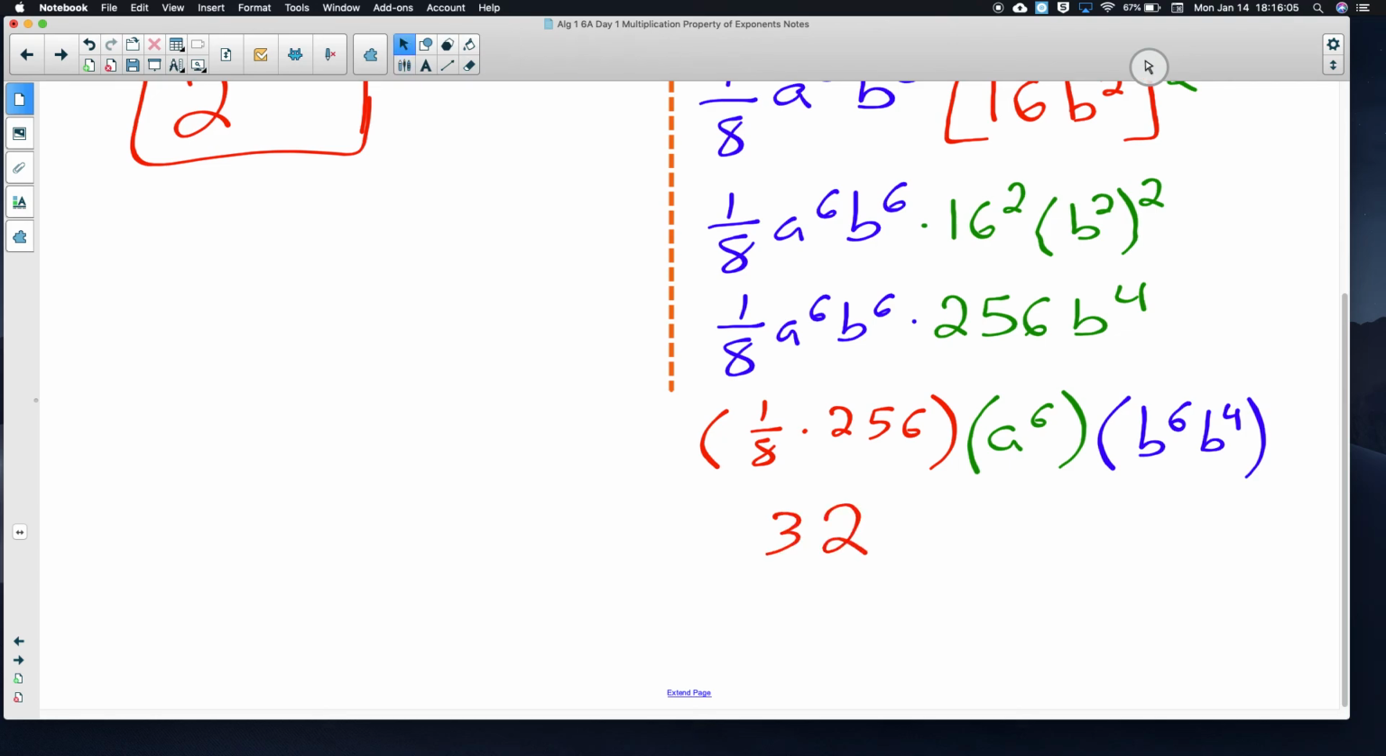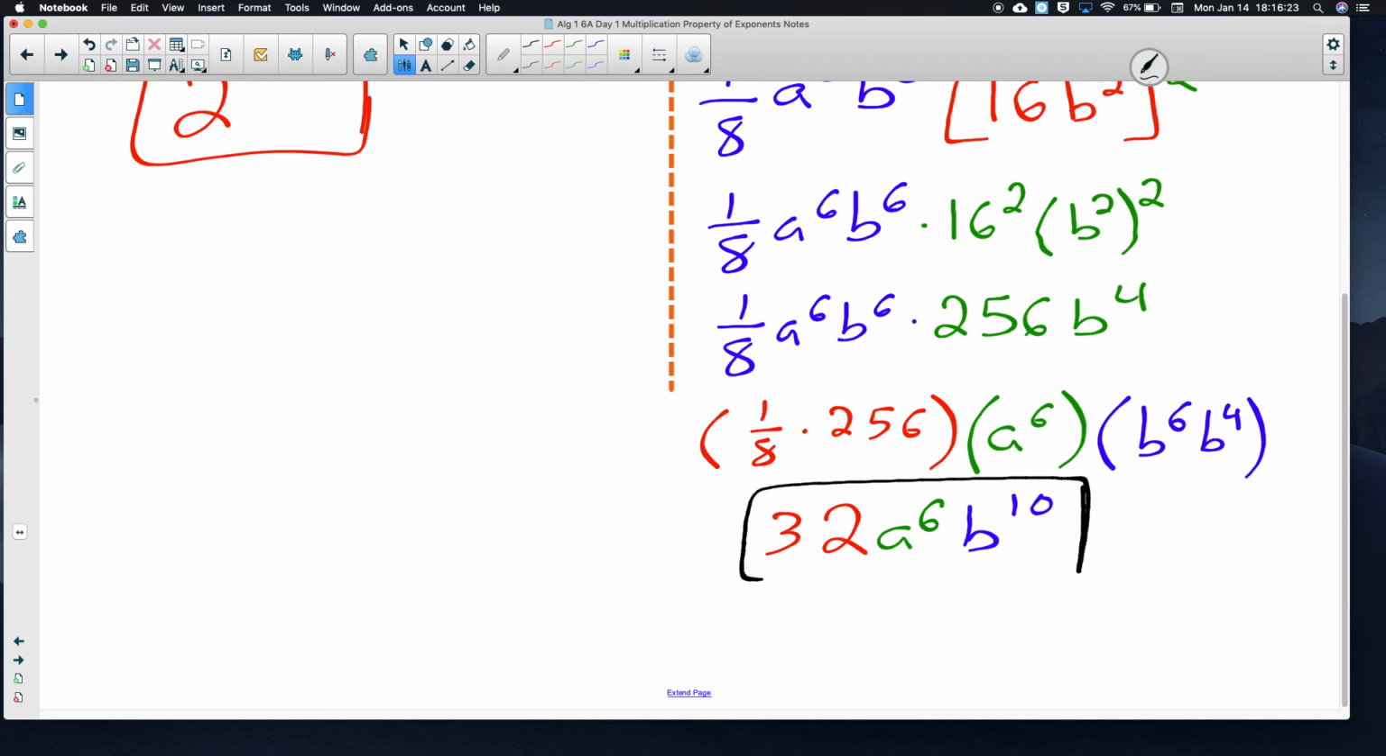And then I've got a to the 6th. This is just coming along for the ride. And then I've got b to the 6th times b to the 4th. The base stays the same. And my exponents, I'm going to add those two things together. I'm not going to multiply them because it's not power to a power. It's just b to the 6th times b to the 4th.